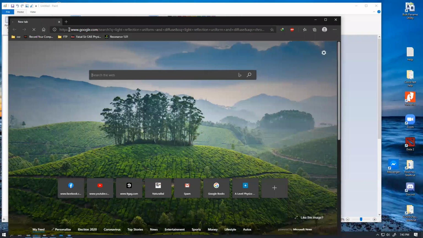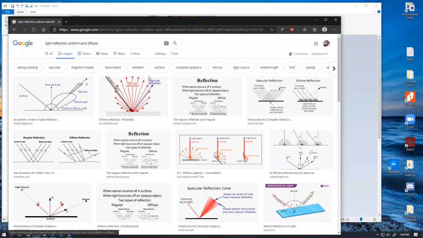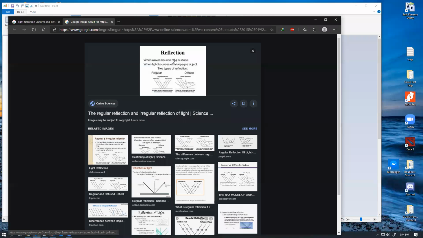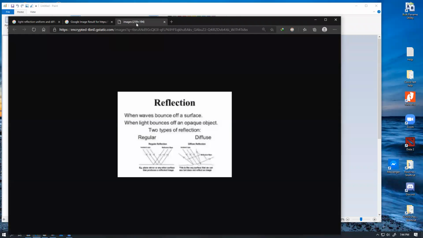I hope I can find the image. Sorry, regular, not uniform. Yes. So you can see over here, this is a very simple figure for what we call regular reflection. Yeah, it's a pretty simple figure. Let's open image in tab. So have a look at this figure.